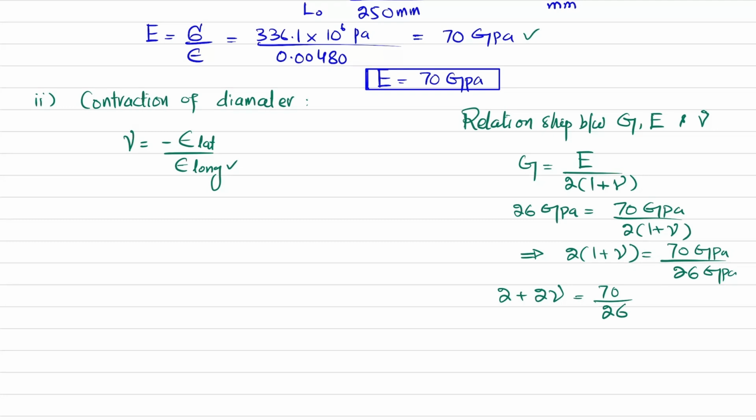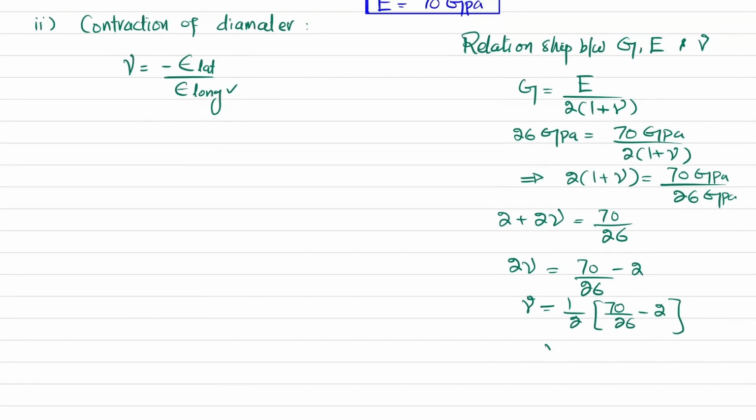We are interested in finding nu. So 2 nu will be equal to 70 divided by 26 minus 2. If you divide by 2 on both sides, you will get the Poisson ratio equal to 70 divided by 26 minus 2, all divided by 2. Clear? When you calculate it, the Poisson ratio comes out to be 0.347. Now you have this value, you can just plug it in, so we will get the lateral strain.